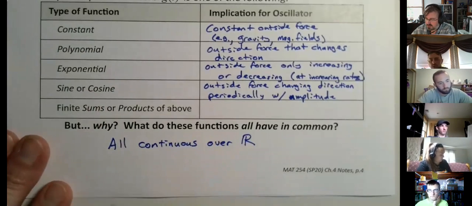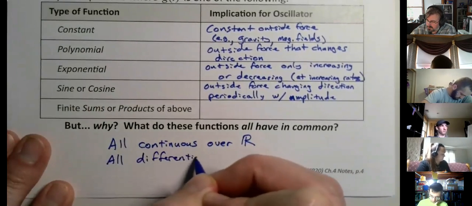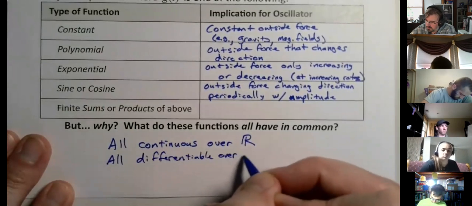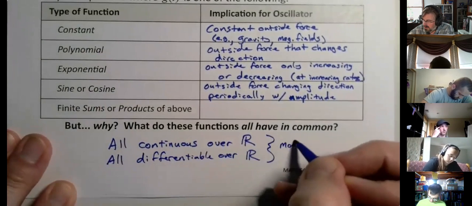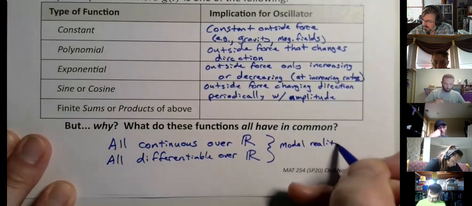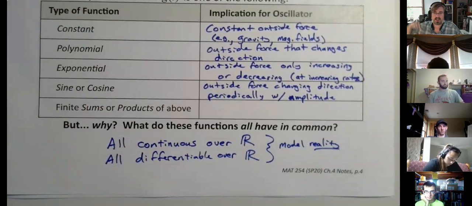There are no problems with differentiation, so they're all differentiable. And the reason that these are important is that they model reality. Because in the real world, you can't have a force that blows up to infinitely large. That doesn't make any sense, right? You can't have a little kid poking a harmonic oscillator with increasingly large force to the point where it becomes infinitely large. That makes no sense.